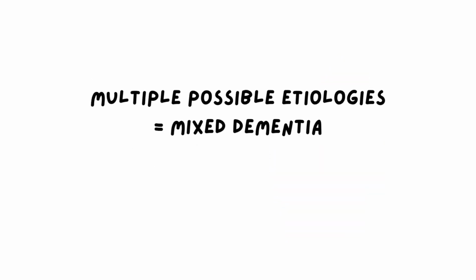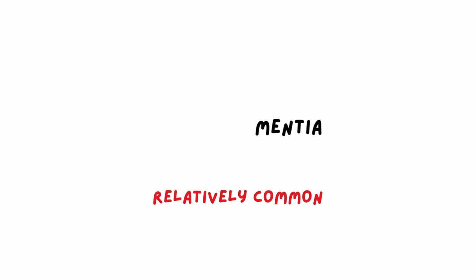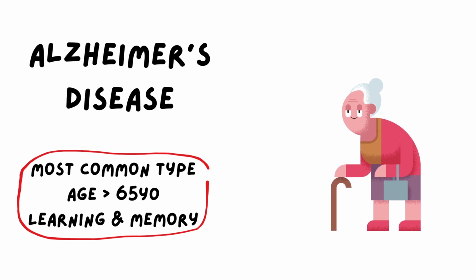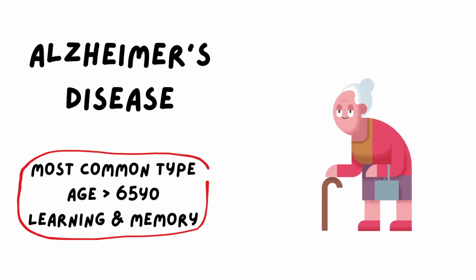Often, dementia etiologies are unclear, as there may be multiple possible etiologies causing the dementia. This is known as mixed dementia. Alzheimer's disease is the most common form of dementia, usually affecting patients above 65 years old.